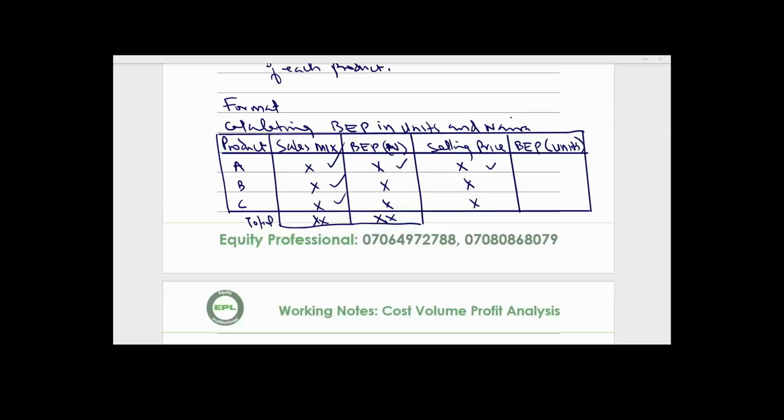All right. So, as you have determined the break-even point in Naira for each product, immediately just divide by the selling price to get the break-even point in units. You do for this one, you divide by the selling price, then you get this one. That's how you are going to compute break-even points in units.